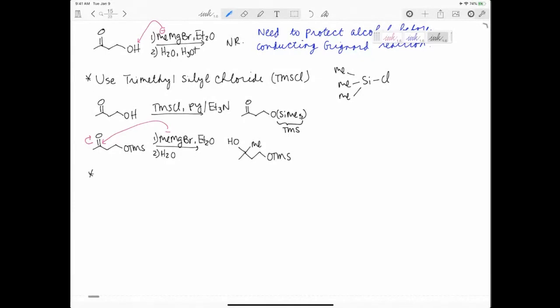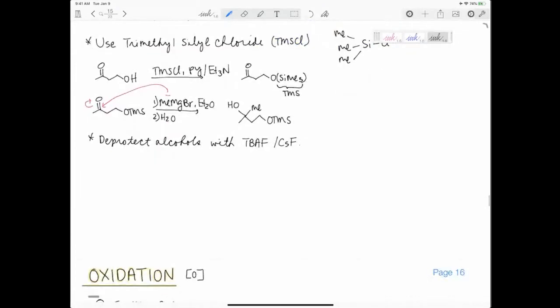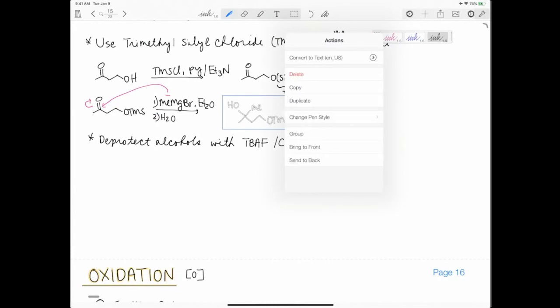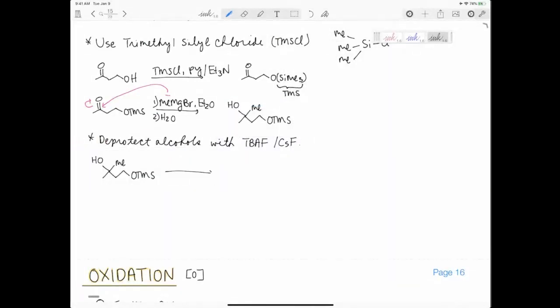So what are we going to use? We are going to deprotect alcohols with TBAF. You might see cesium fluoride as well. You could use either one of them. It's fine. So if I had the same thing here, and I used just TBAF in water, then what you get is my original alcohol that was protected earlier on.